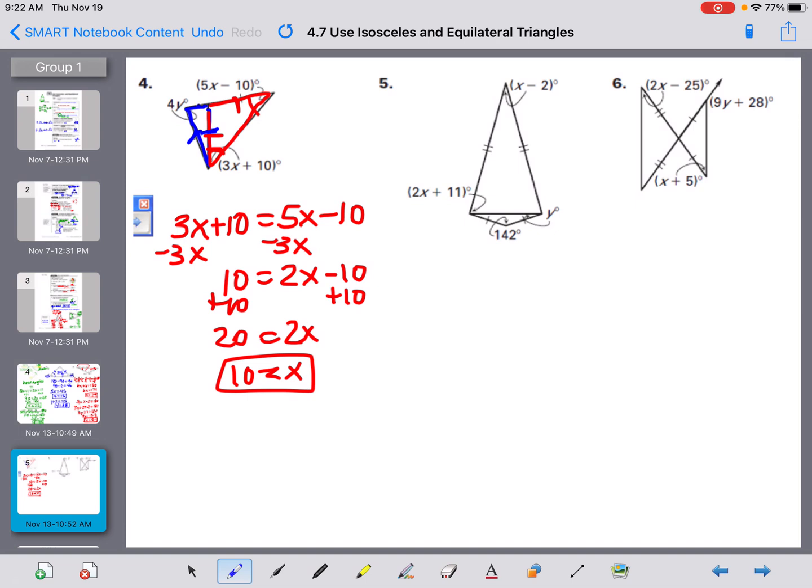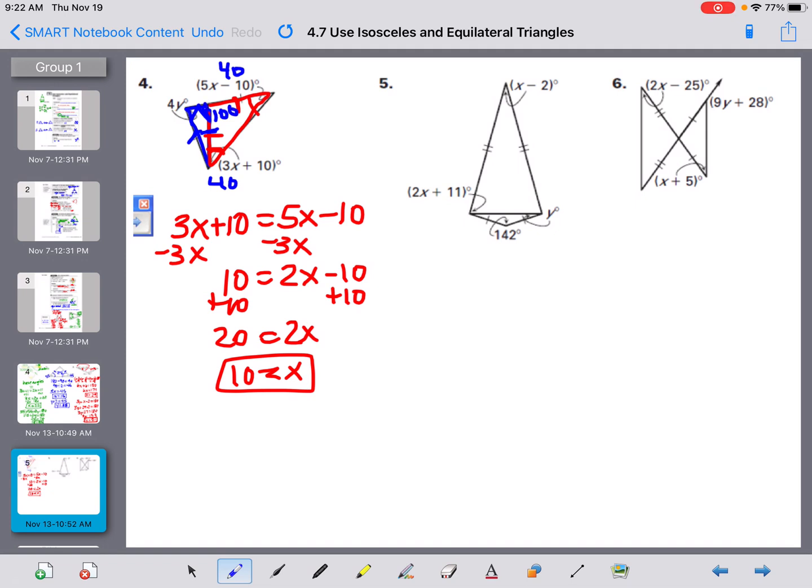So that means this angle and this angle are the same. Okay, I'm going to plug in my 10 from earlier. 5 times 10 is 50, minus 10 is 40. 3 times 10 is 30, plus 10 is 40. Good, they should be the same. So on my red triangle, if I add my 40s, I get 80. If I subtract that from 180, I get 100. So this angle right over here is 100.